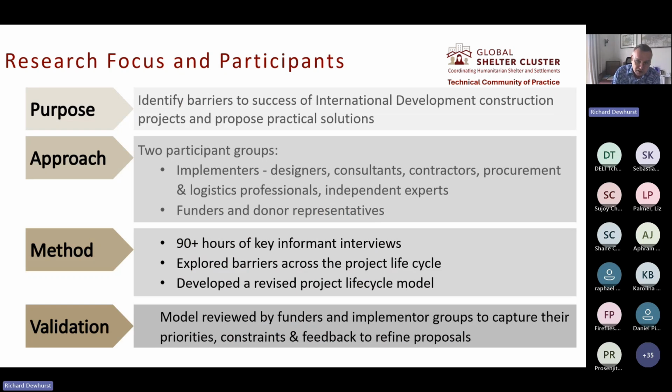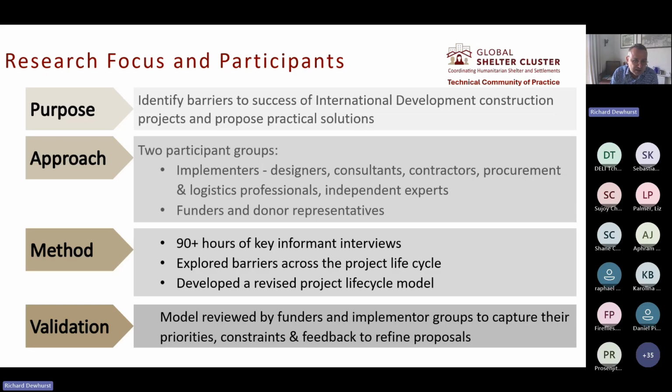So yeah, the purpose of the research, as I say, is to identify the barriers to success of international development construction projects and propose practical solutions. To do this, I worked with two participant groups. So the first group consisted of implementing partners, and I needed to make sure that a wide range of skills were involved, not just engineers.